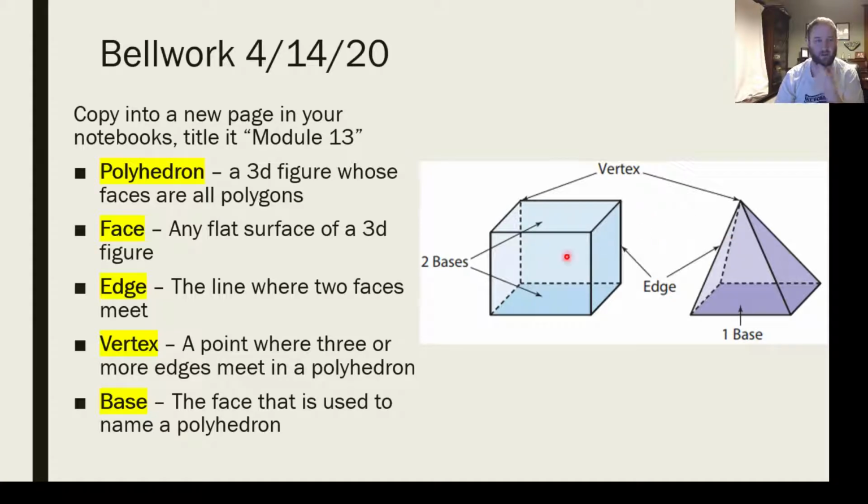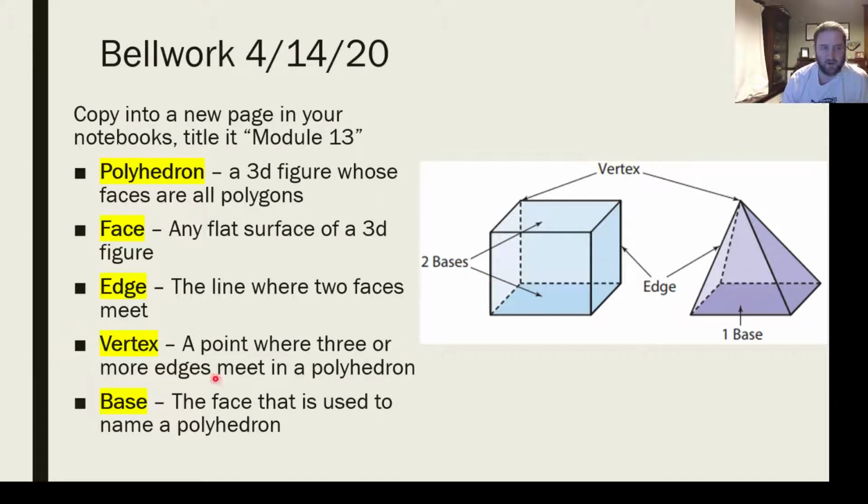Okay, an edge is the line where 2 faces meet. So if you think about this prism here, here's a face at the top and a face on the side. This line where they meet up, okay, that's an edge.